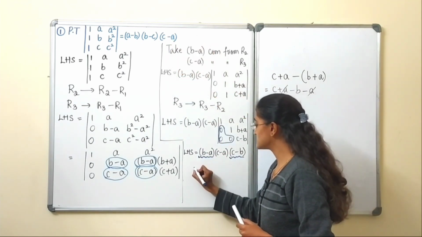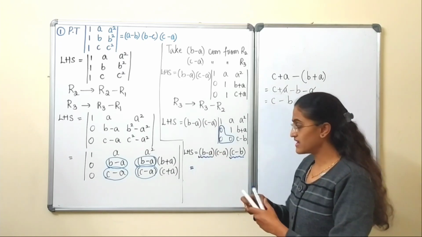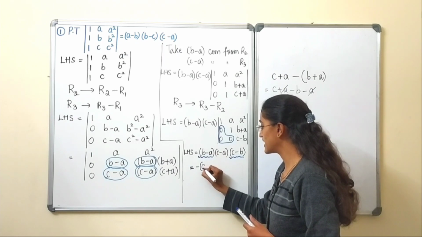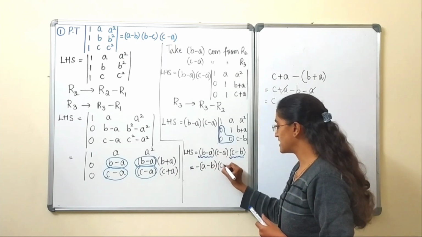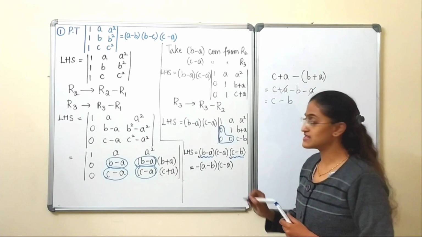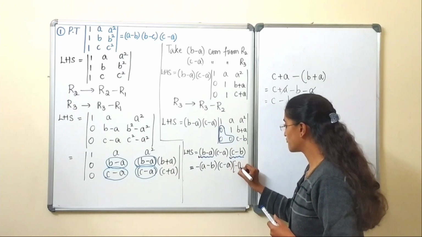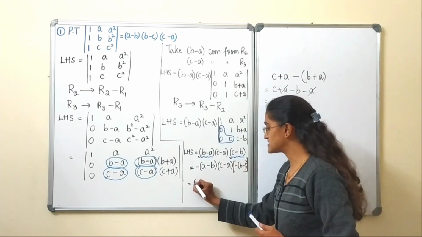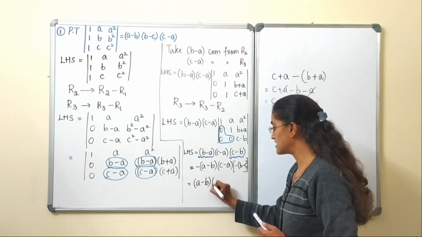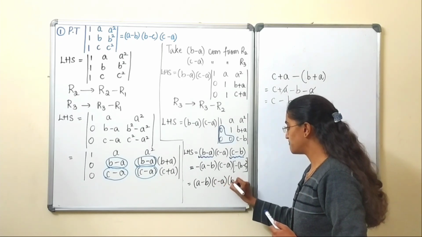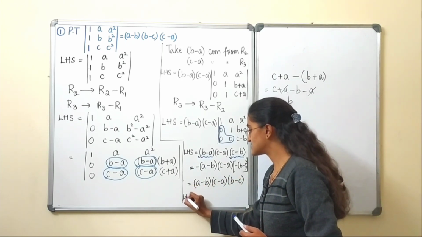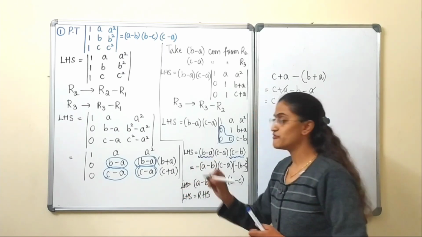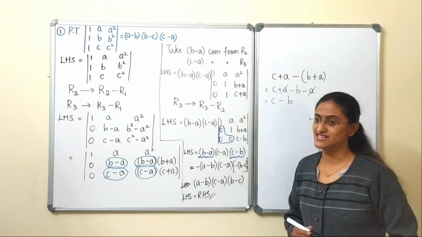From these two elements, you can now take minus common, and hence from this element we get a minus b. This element remains as it is. Again taking minus common in the third element, we get minus of b minus c. Therefore minus into minus is plus, and hence the final answer is a minus b, c minus a, b minus c, which is the required result, and hence we have now proved the result.